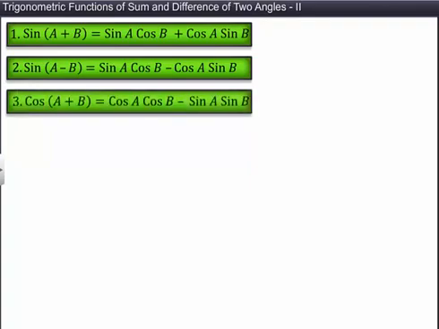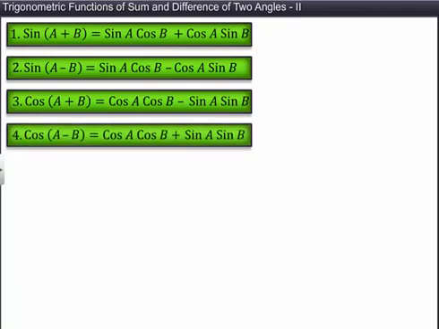Cos of A plus B is equal to cos A into cos B minus sine A into sine B. Cos of A minus B is equal to cos A into cos B plus sine A into sine B.